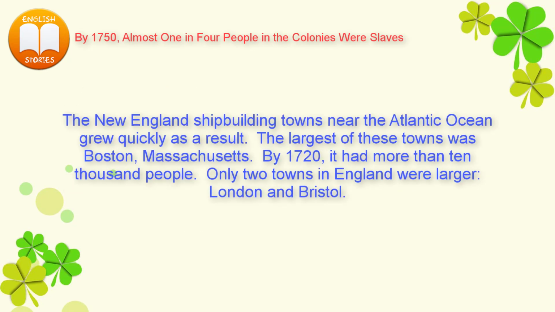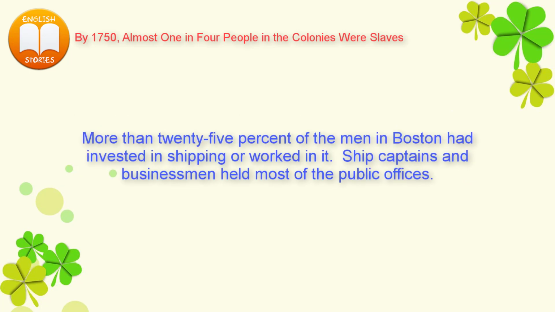The New England shipbuilding towns near the Atlantic Ocean grew quickly as a result. The largest of these towns was Boston, Massachusetts. By 1720, it had more than 10,000 people. Only two towns in England were larger, London and Bristol. More than 25% of the men in Boston had invested in shipping or worked in it. Ship captains and businessmen held most of the public offices.